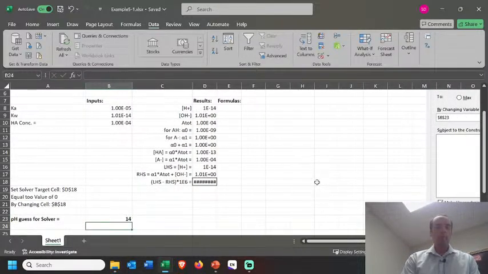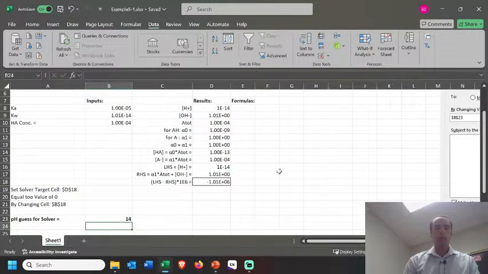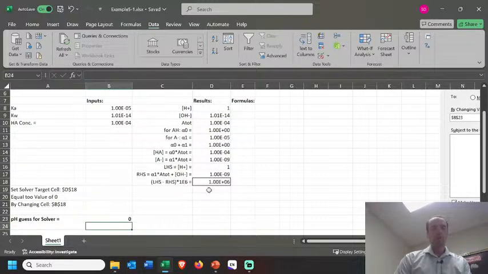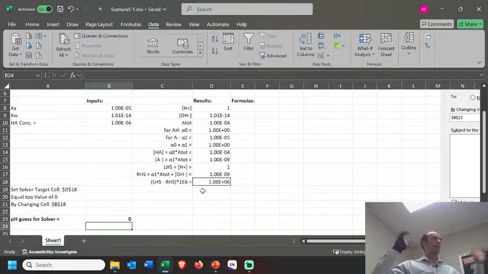If I change this to 14, we can say, all right, well, that changed the number quite a bit to a negative 1.0. So the difference here is a negative 1 million. We're very far from 0. If I try pH 0, we'll see this is positive 1 million. Okay, so we can already tell something funny's happening if we're trying the extremes.